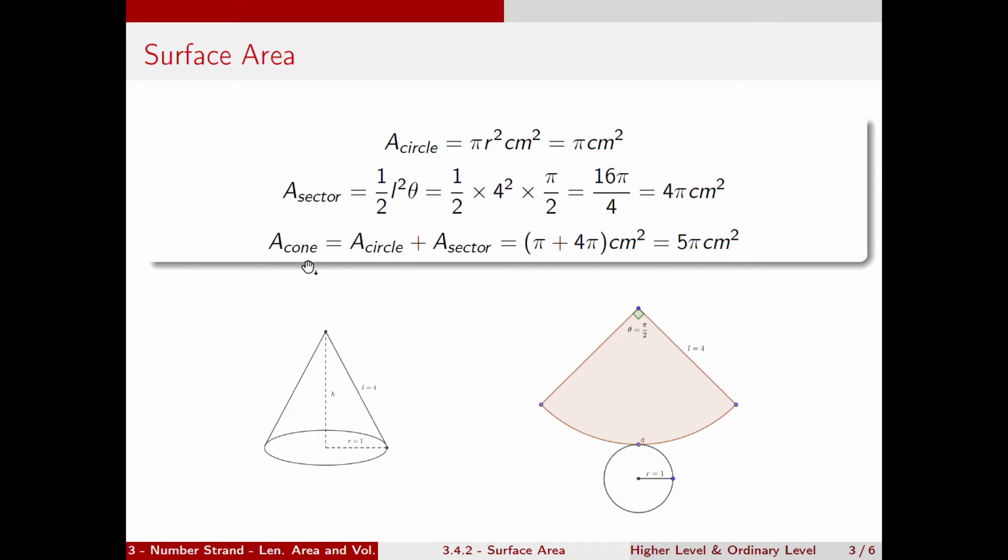Now the area of the cone as a whole will be equal to the sum of the parts of the net of the cone, which we found was the area of the circle plus the area of the sector. And that gives us pi plus 4 pi centimeters squared, which is in total 5 pi centimeters squared.